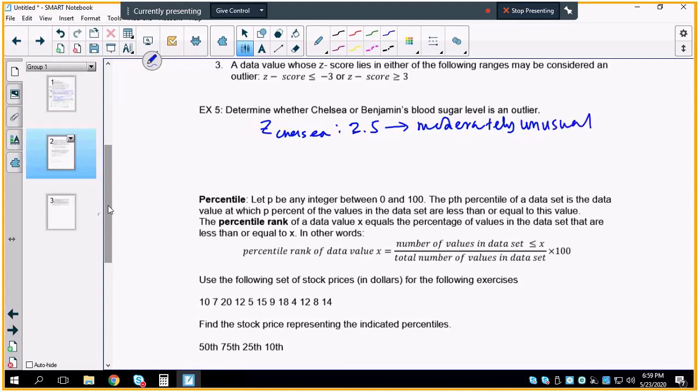Whereas if I do the blood sugar level of Benjamin and find his z-score, that was 3.5, so that is greater than 3, so this is an outlier.